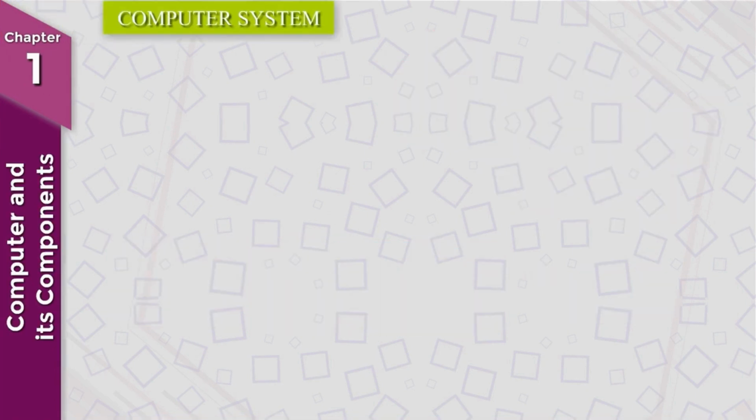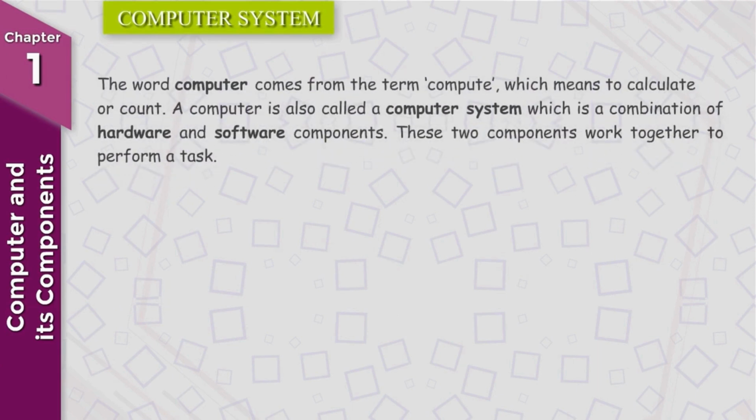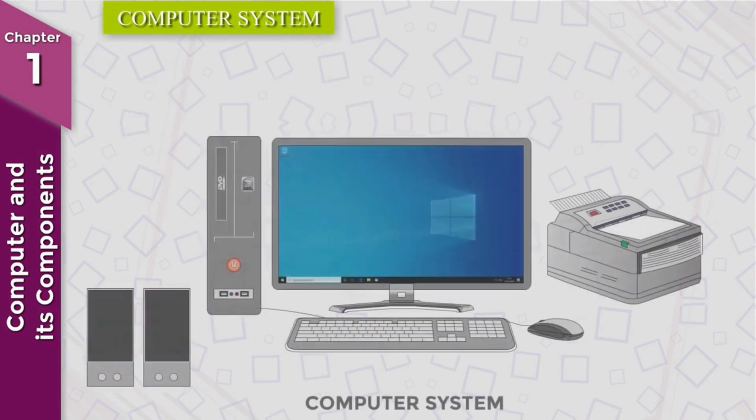Computer system. The word computer comes from the term compute, which means to calculate or count. A computer is also called a computer system, which is a combination of hardware and software components. These two components work together to perform a task.